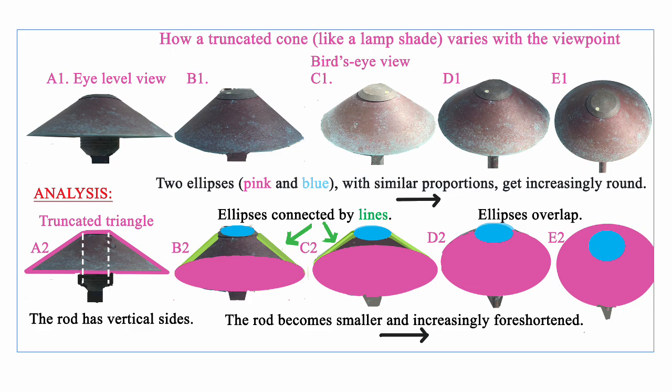A truncated cone looks like a triangle with the top taken off. As we look at it from a bird's eye view, the top and the bottom become increasingly round. And initially they're connected by lines from the cone, but at some point the top overlaps the bottom and increasingly comes toward the center of the bottom ellipse.